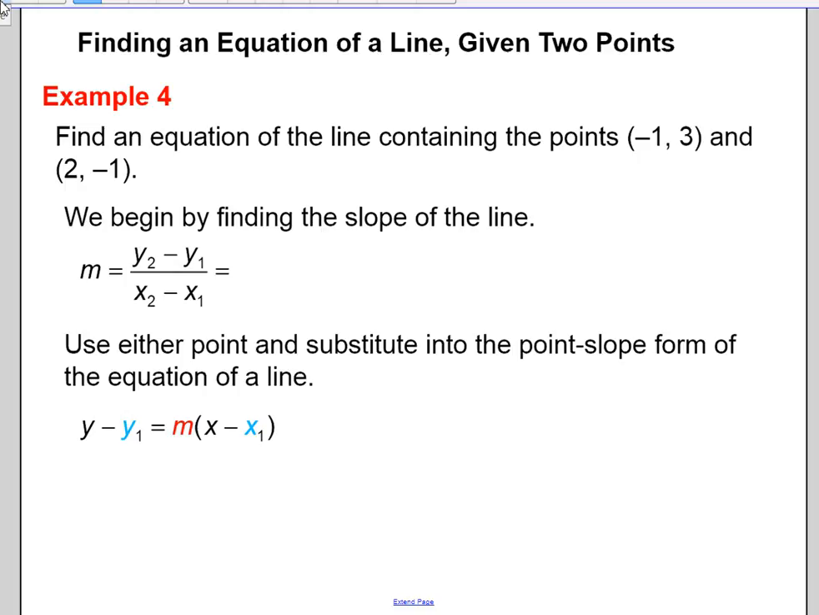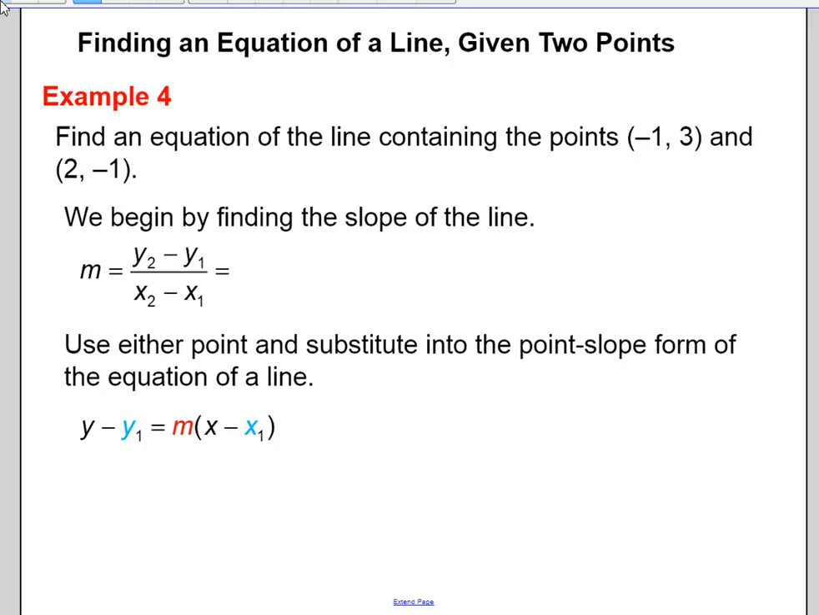In this example, for section 3.3, we want to find the equation of a line containing the points (-1, 3) and (2, -1). In order to find the equation of a line, you need two things: a point and a slope. We'll begin by finding the slope between the 2 points using the slope formula.